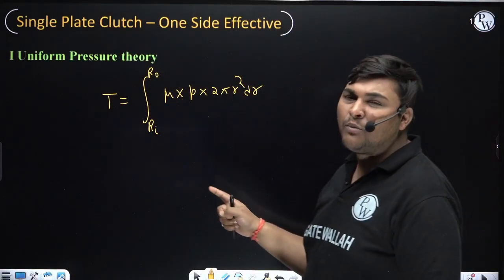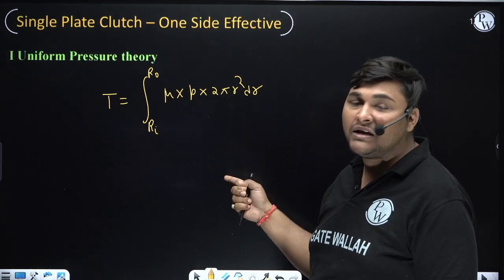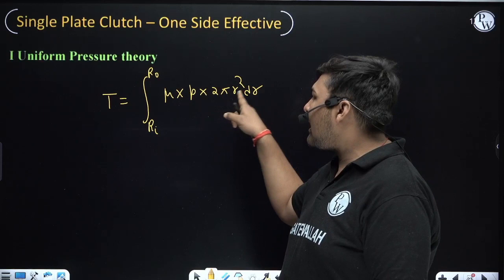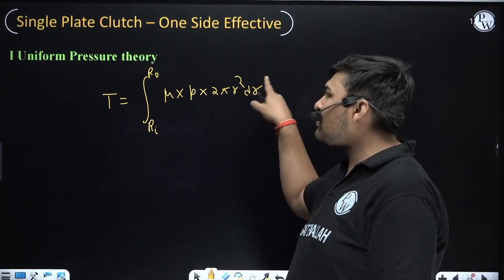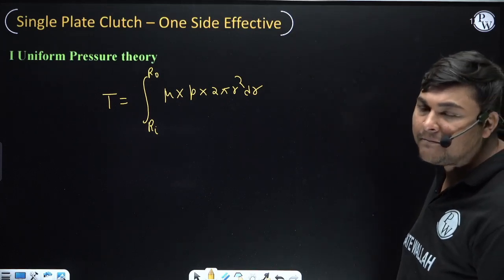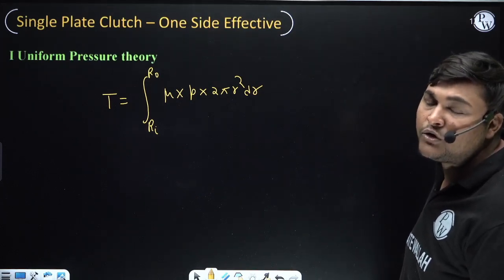First, write the formula of pressure force on strip, which will be P into 2 pi R dr. Friction force into mu. Friction torque, again multiply R, so this 2 pi R dr into R will become 2 pi R square dr. Now, we need to integrate this term across the friction lining. We are deriving the expression for uniform pressure theory.